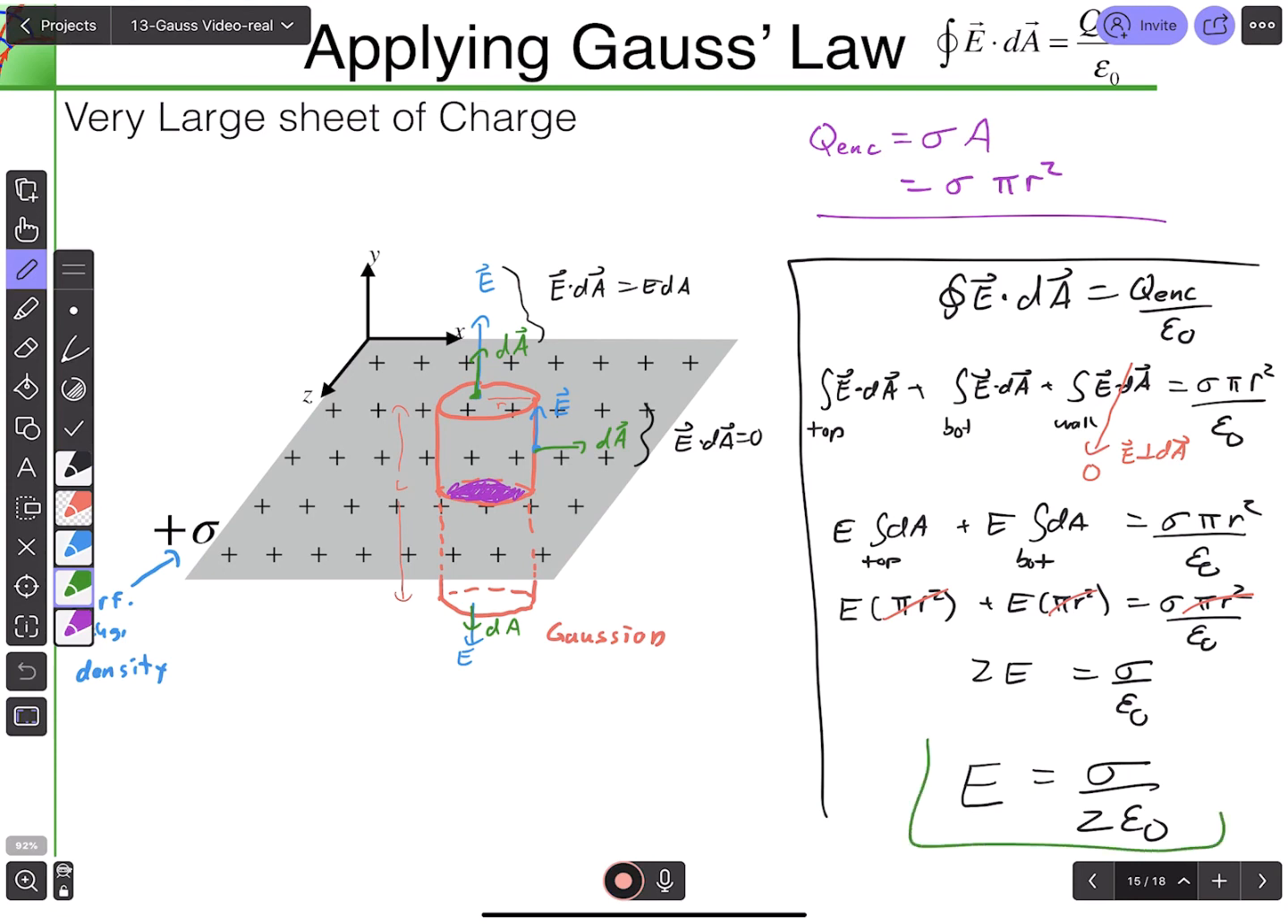And that is the electric field for a large surface that we got with our really unpleasant integral before. It's uniform throughout all space, and it's either pointing straight up or straight down, and it's just the surface charge density divided by 2 epsilon naught.